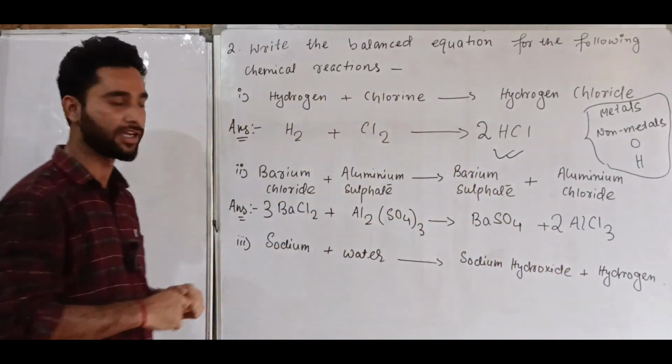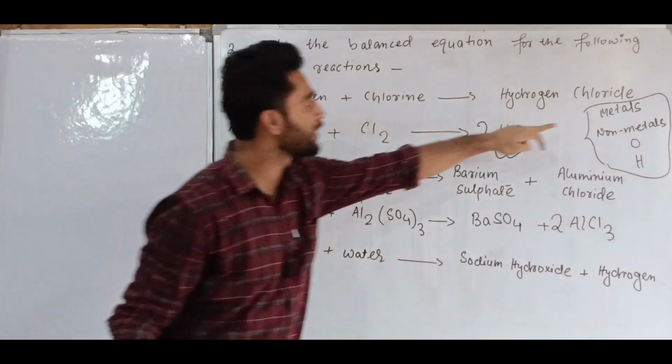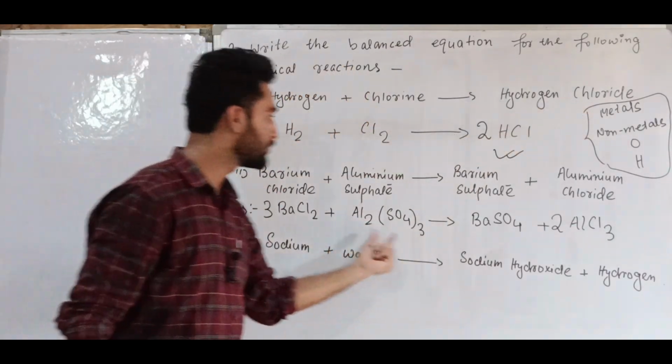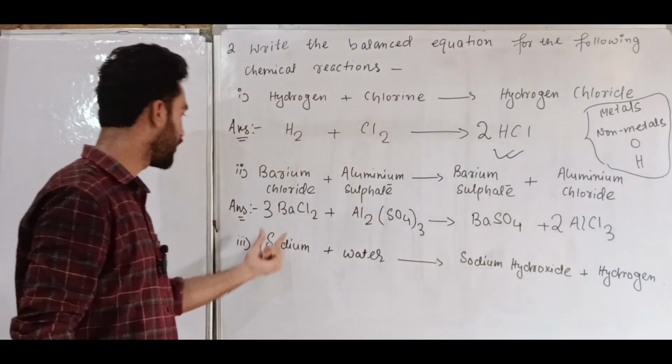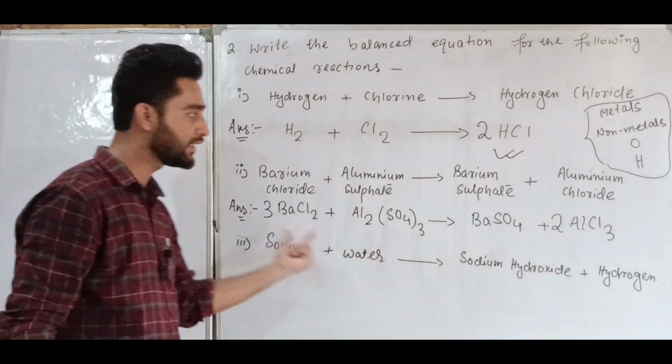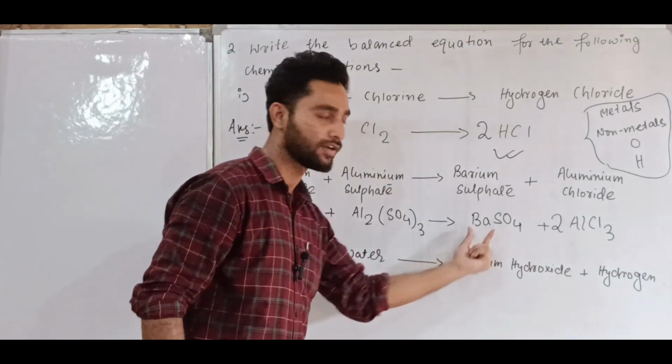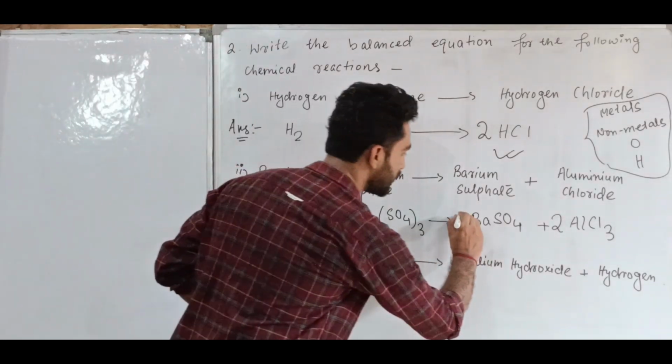Now again start from the beginning. First try to balance the metal. Aluminum 2, aluminum 2, balanced. Now you see this side became barium 3, but this side barium is 1. So here put 3.